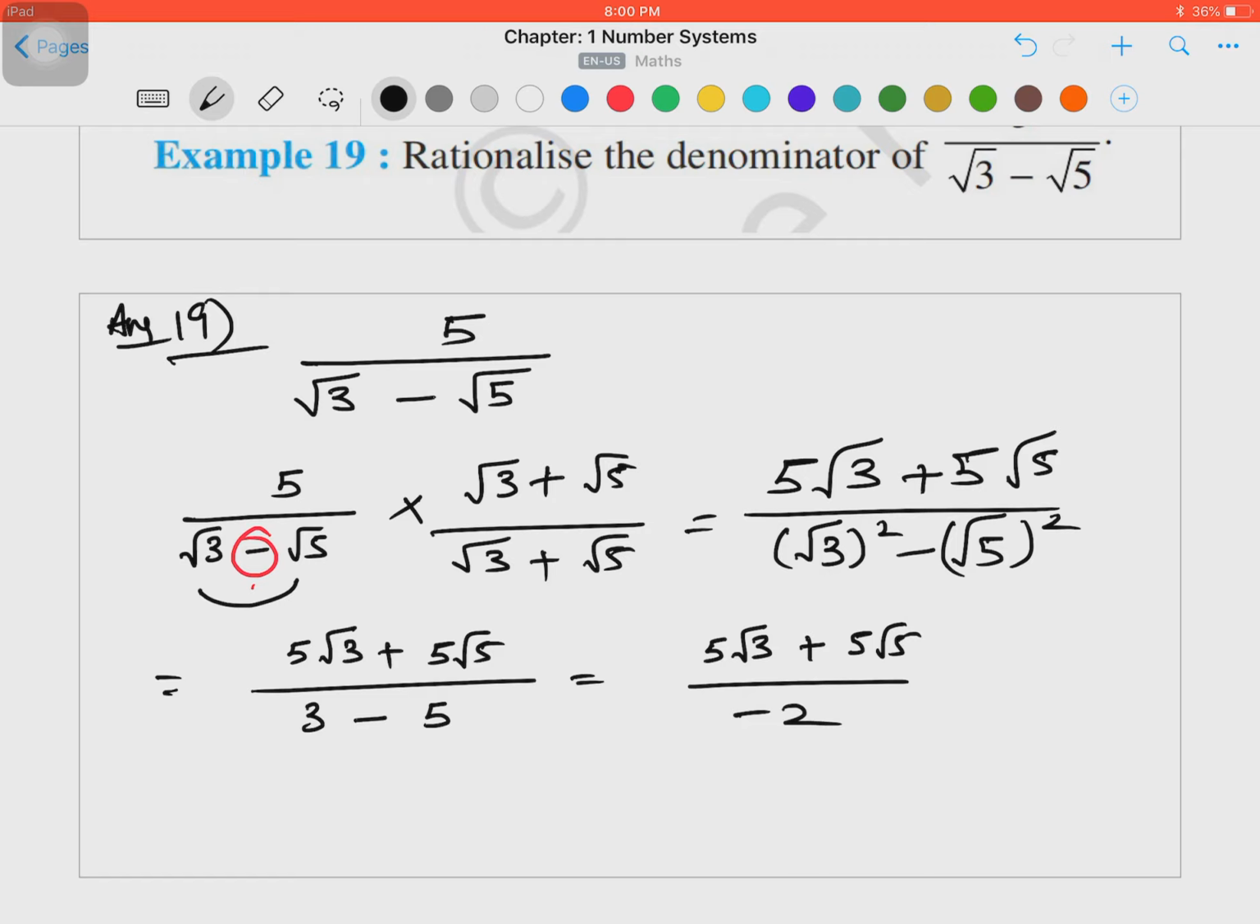Okay, or we can write it like this, that we'll take 5 common from the upper side, and in the denominator we have 2, and multiply it by root 3 plus root 5. So that's our final answer, minus 5 by 2 multiplied by root 3 plus root 5. Okay, that's how we rationalize a given number. The only thing that you have to do is multiply and divide the given number by the number in the denominator by reversing its sign. Okay, then do the simple multiplication, you will get the required answer.